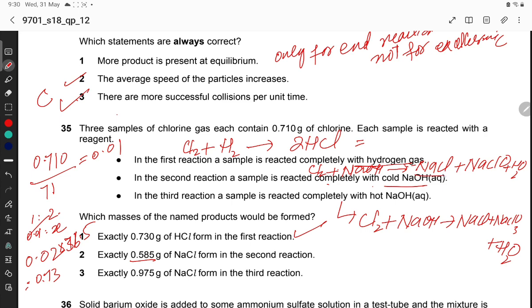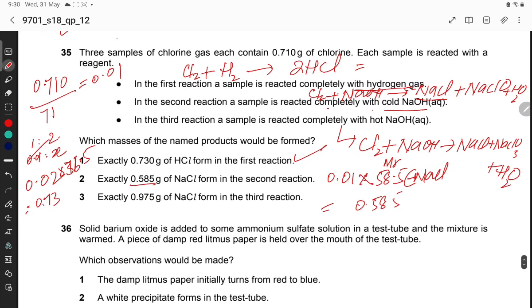0.585 in the case of sodium chloride. So 0.01 mole ratio into 58.5, the Mr of sodium chloride. So the answer is 0.585. So in the third case, 0.01.